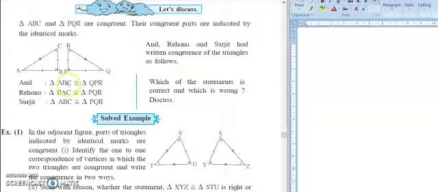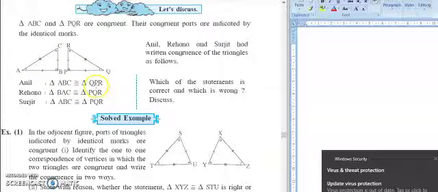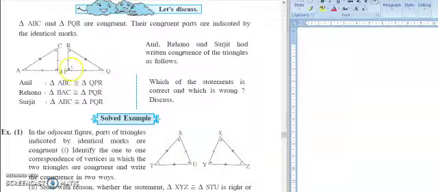Now let us see the angles. This angle A should be congruent to this first angle, that is angle Q. It is indicated by circle and it is also indicated by circle, so these both angles are congruent. Now second angle B should be congruent to this angle P. This angle is indicated by this mark and this angle is indicated by this mark. So both are identical marks, meaning that angle B is congruent to angle P. Now third, this C should be congruent to this angle R. Angle C is indicated by cross and angle R is also indicated by cross. So both these angles are also congruent.